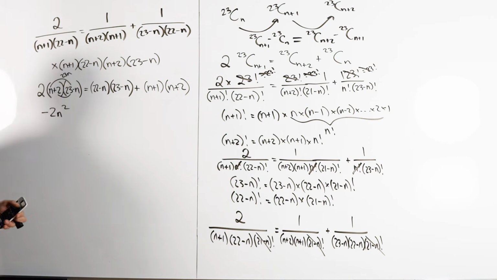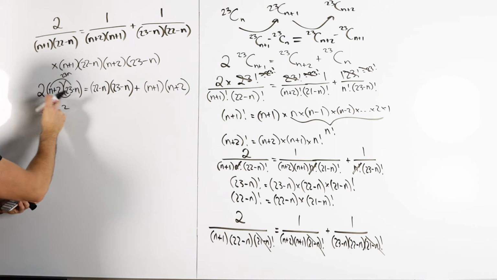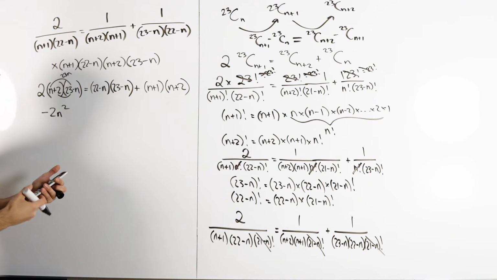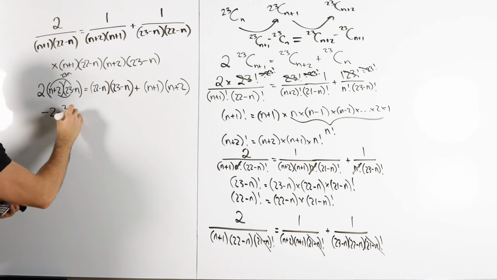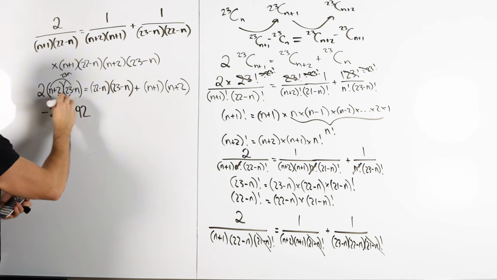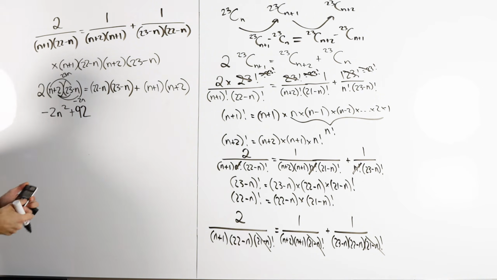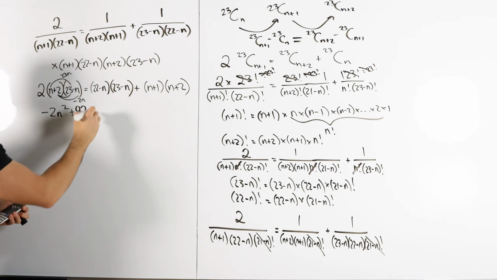This is giving me 2 times 23 is 46, but then when I double it, it is 92. And this is giving me minus 2n. 23 minus 2 is 21, times by 2, 42n.